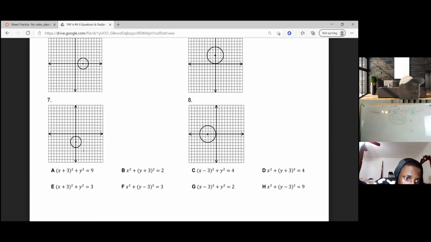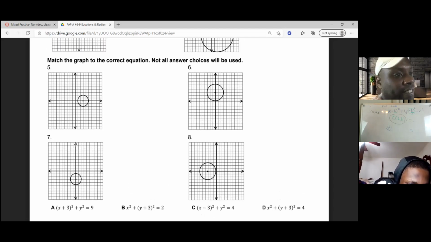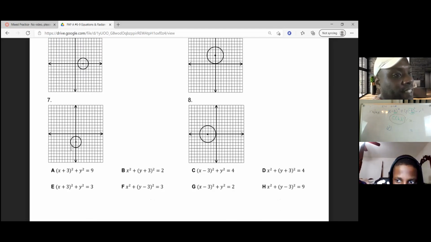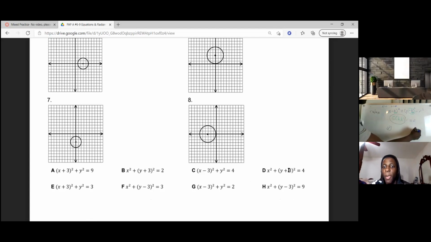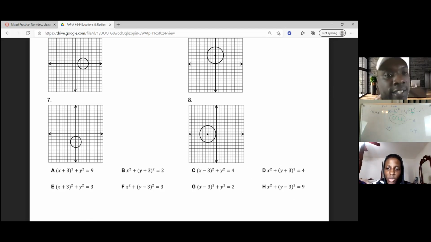Okay, let's look at 7. What is 7 telling us? What do we see? It's still X is 0. So it either has to be B, F, D, or H. What else do we look at? Radius, which is 2. So it's D because there's only 2 answers with the radius of 4, and the C has X as -3. So it has to be D. Yes, sir.